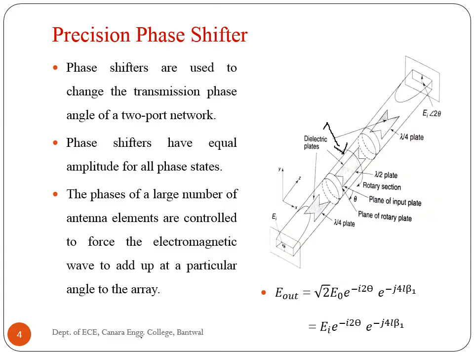The resultant field is given by E_I e^(-j2θ) times e^(-j4Lβ1), having the same direction of polarization as the incident field E_I, with a phase change of 2θ plus 4β1L. Since θ can be varied and 4β1L is fixed at a given frequency and structure, a phase shift of 2θ can be obtained by rotating the half-wave plate precisely through an angle of θ with respect to the quarter wave plates.